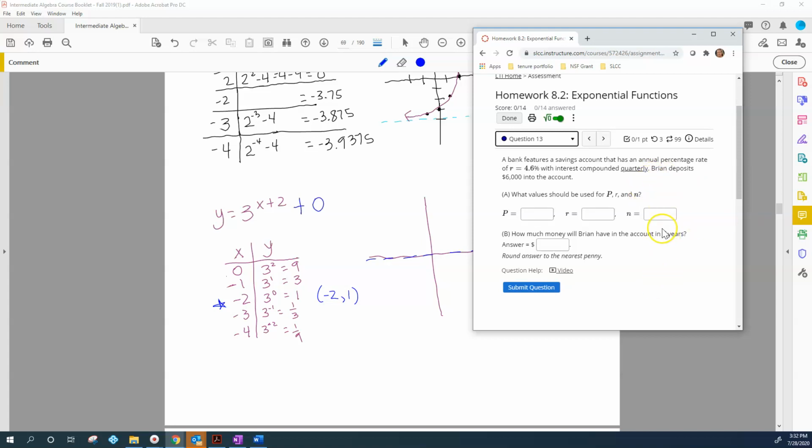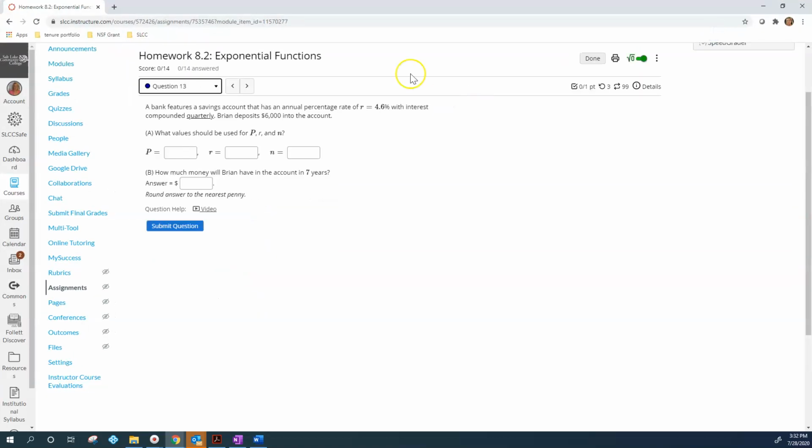All right, maybe we'll talk about this one, just because this one can get a little bit crazy on here too. So on this question, let me see if I can make it bigger so you can look at it.